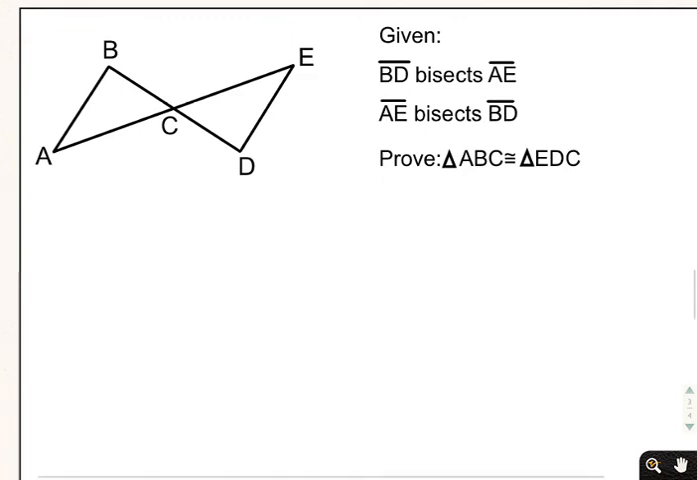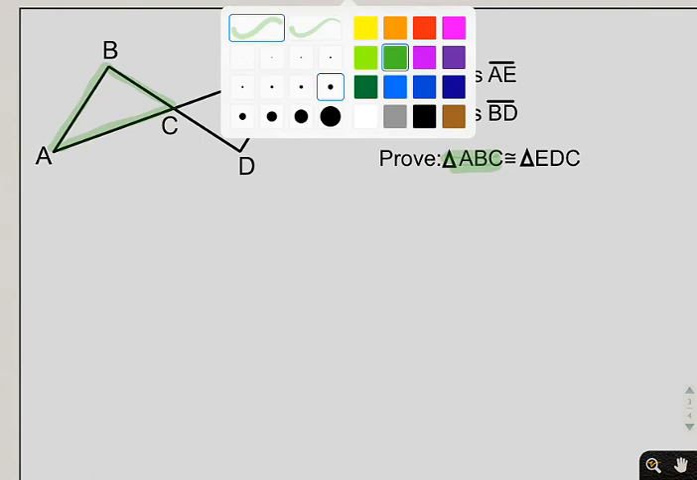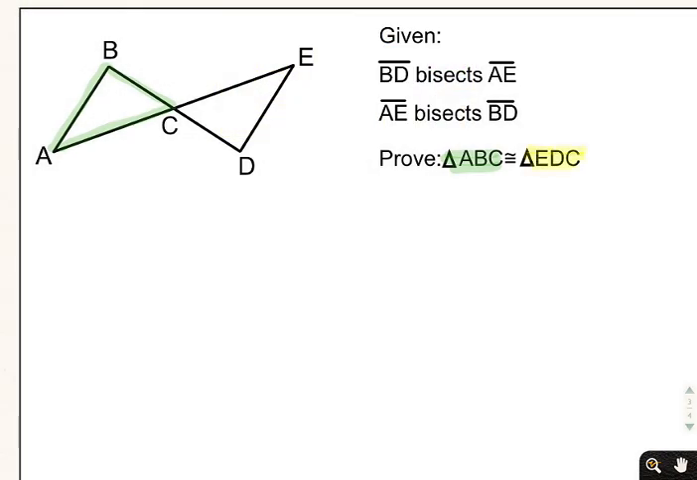The first step in this proof-writing process is that we have to figure out what we're being asked to prove and how we're going to prove it. So what I would do is drop down to this proof statement and realize that I'm asked to prove that triangle ABC is congruent to triangle EDC in our diagram. And notice I marked those intentionally in color.